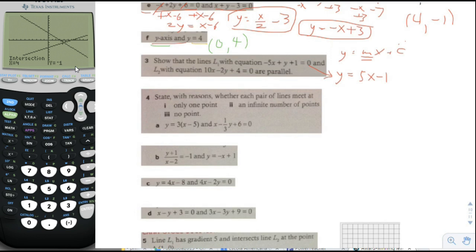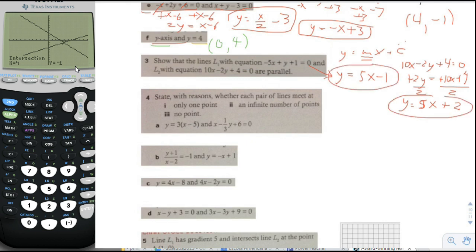And the second one, which is 10x minus 2y plus 4 equals 0, let's see, we're going to put negative 2y on the left, and on the right side we're going to have negative 10x minus 4. And everything's negative, so let's make everything positive, multiply everything by negative 1. And then we're going to divide both sides by 2, so we're going to have y equals 5x plus 2. Okay, so here we have one equation. Here we have the second equation. Let's compare their gradients. And they're both 5, so that's why they're both parallel.